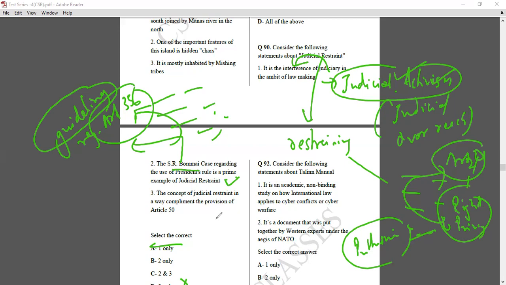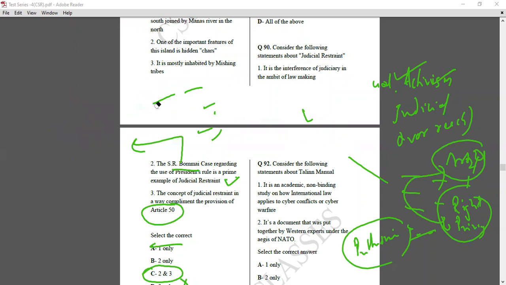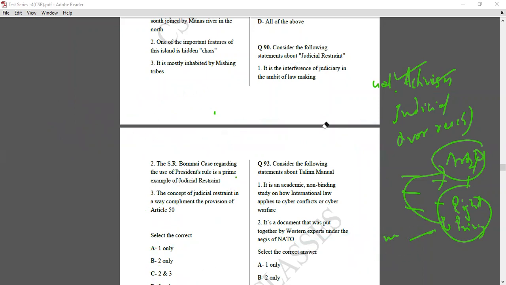So it means the concept of judicial restraint is also complementing the provision of Article 50, that is separation of powers. So 2 and 3 are correct. It's a conceptual question. 2 and 3 are correct. 1 is wrong. Okay. So judicial activism, judicial restraint are very important topics from exam point of view, be it prelims, be it mains. Okay, next.